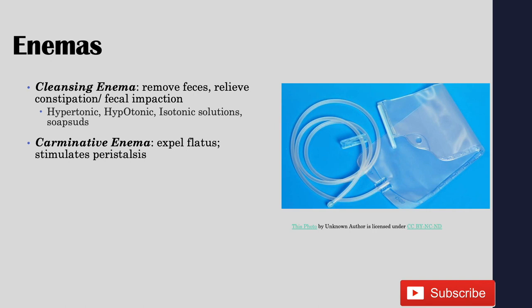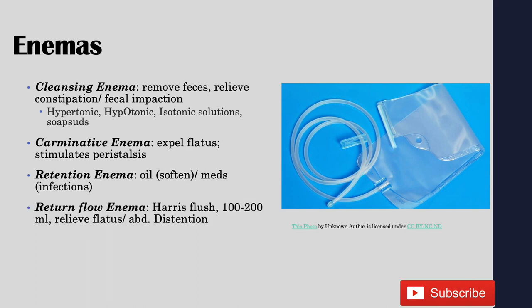Next is a carminative enema, and this enema is used specifically to expel flatus, and it does so by stimulating peristalsis with the introduction of the carminative solution into the rectum. Next is a retention enema, which is usually administering oil or medications. You administer the oil to soften the feces, and you administer medication to treat any infections in the bowel. And next you have the return flow enema, also called the Harris flush. It administers 100 to 200 milliliters back and forth, and this helps to relieve flatus and abdominal distension as well.